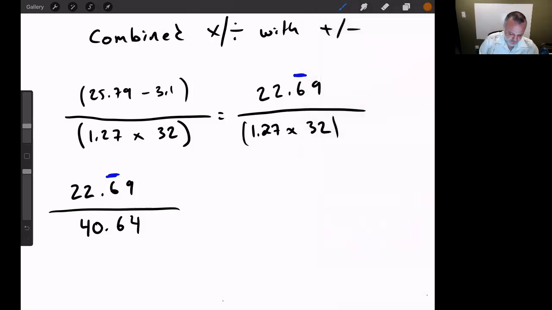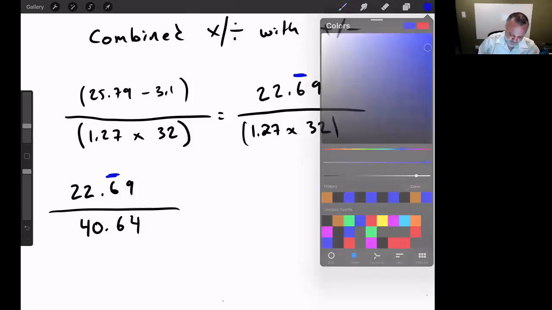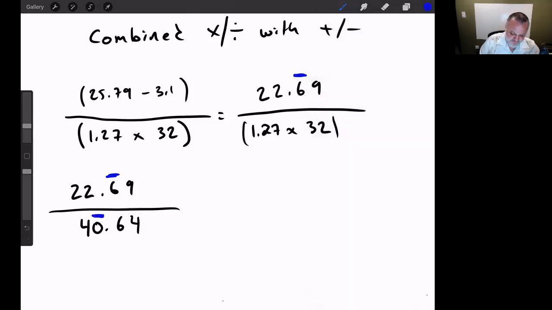last sig fig? Well, in this case, in 40.64, if this number is the second significant digit, then I would normally round it to 41. But I don't do that yet. Remember, I'm not rounding until the end. So I'm just keeping track of the number of significant figures with the line. Okay, and so let's do the last step of the calculation.